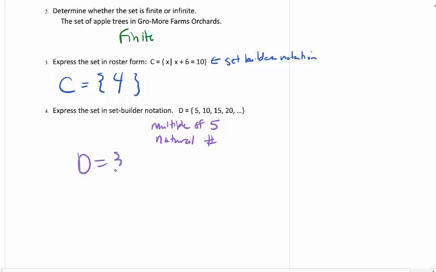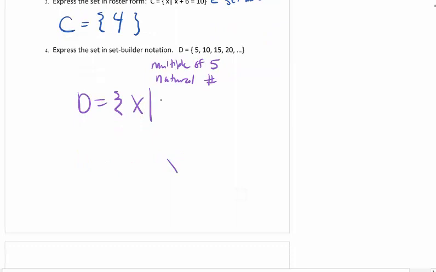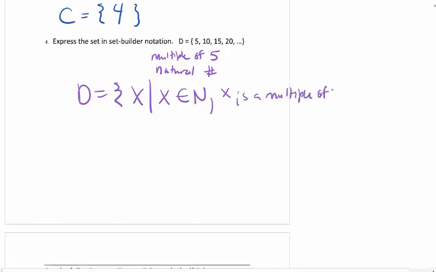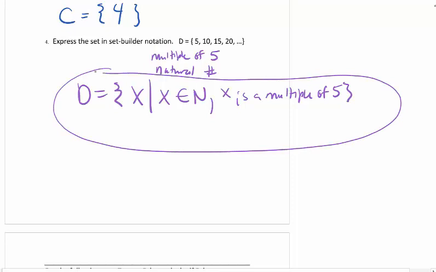So D is equal to x, which is my variable. Then we list our conditions. x is a natural number. Those are my symbols, remember. That's my element symbol. And x is a multiple of 5. That is my answer. Not hard, okay?